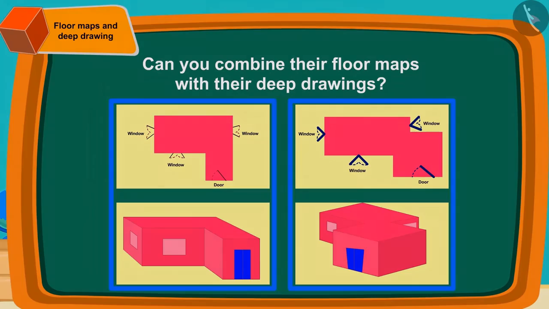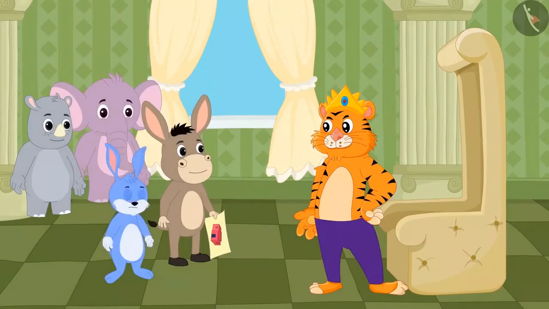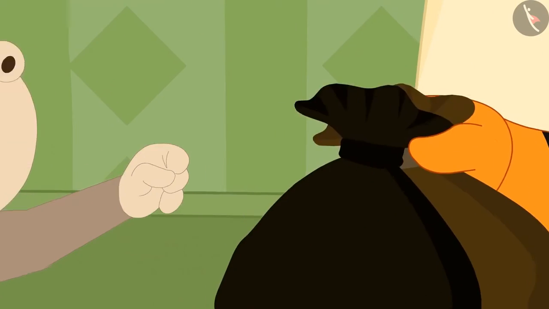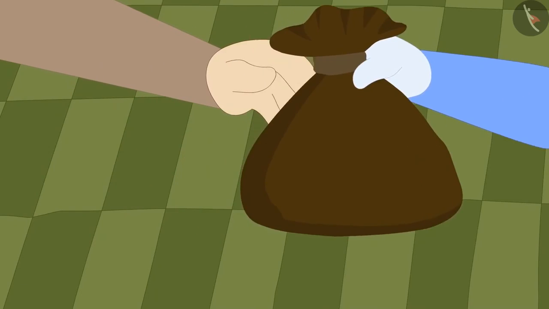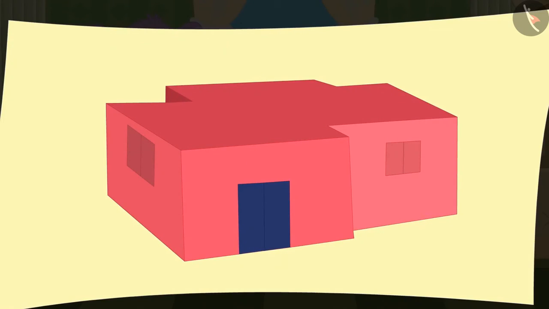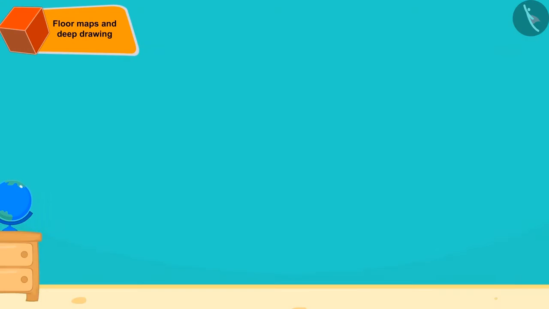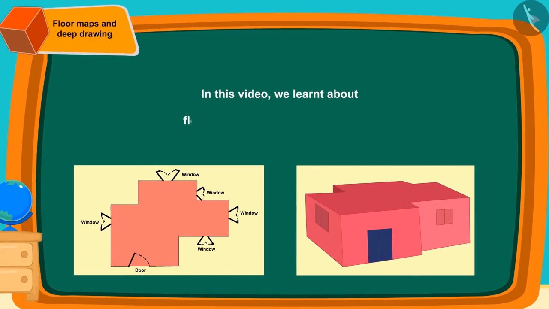The king saw many more designs, but out of all, he liked Bhola's design the best. At last, the king rewarded Bhola. Bhola immediately gave half of it to Bunny because he made that deep drawing by looking at the map of the floor made by Bhola. Children, in this video, we learned about the map of the floor and what are deep drawings.